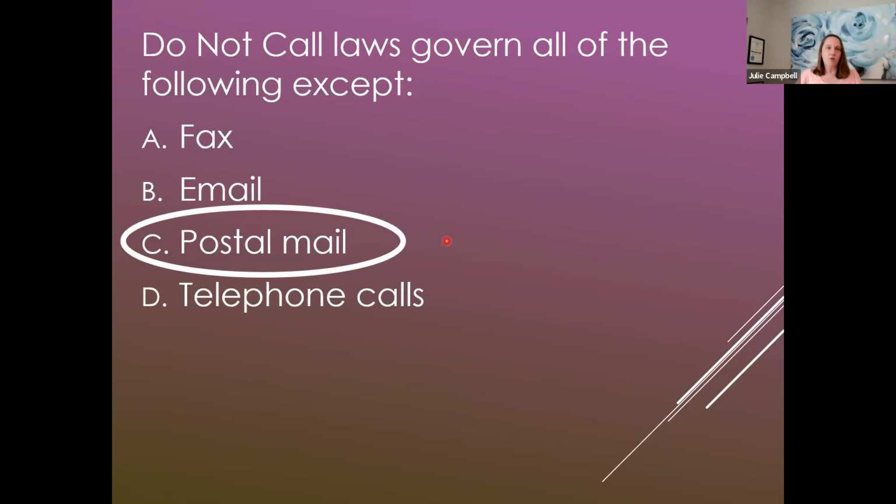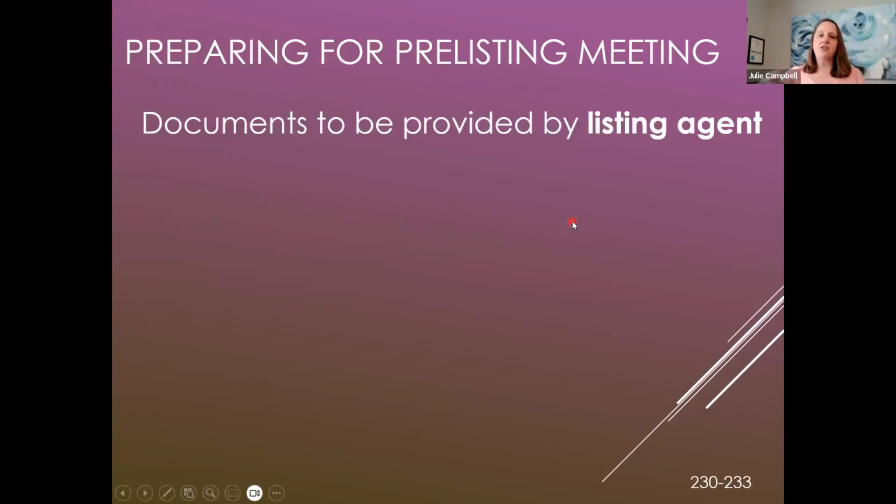Any listing appointment you go to, if I were you, I would have an exclusive right to sell listing agreement handy. In the event the seller says, wow, you're awesome, I want to hire you, where do I sign? I want to have that ready to go. So let's at least have your laptop to do an e-signature, or have it with you on paper. I don't care. So as we're preparing for these pre-listing meetings, there are certain documents that we want to make sure we have ready to go.